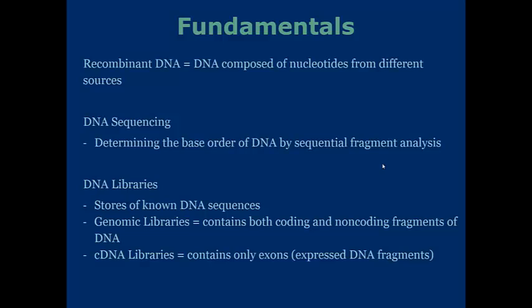Genomic libraries contain both coding and non-coding fragments of DNA, so this is what you would consider to be just the entirety of these genomes, whereas cDNA contains only exons, or expressed DNA fragments. So, long story short, genomic libraries are the entire library, whereas the cDNA libraries are simply the things that we want.